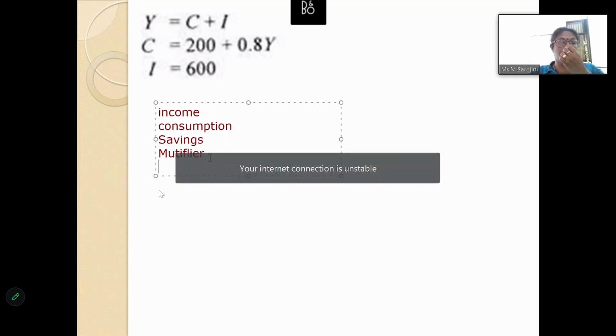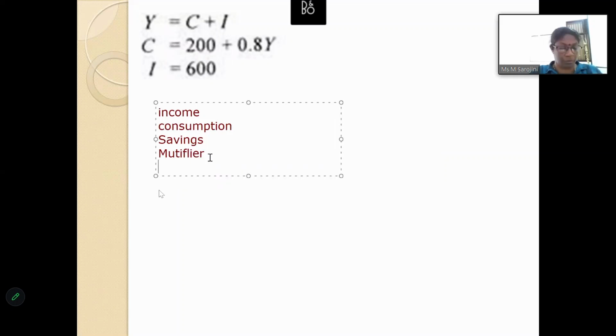Income, consumption at the equilibrium level of income, savings. Then the investment changes from 600 to 800.